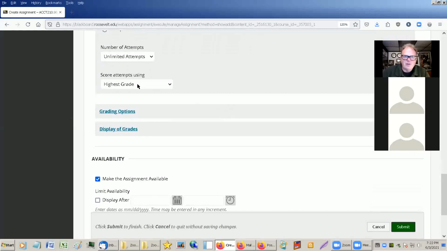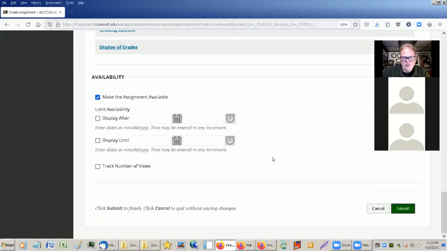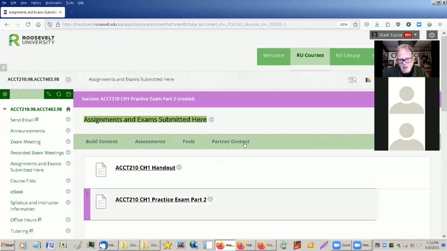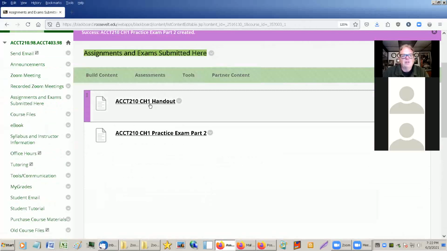And the highest grade is taken, and that's it. And now we've got to submit it. Okay. So the Chapter 1 handout is basically the 3 problems 2, 4, and 6. Once you get those done, you're going to submit them here.